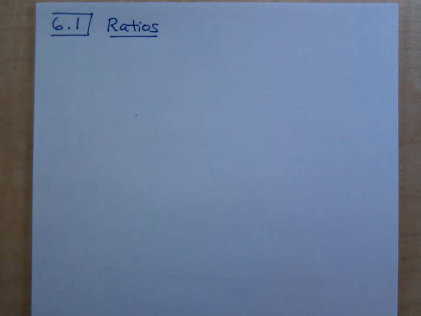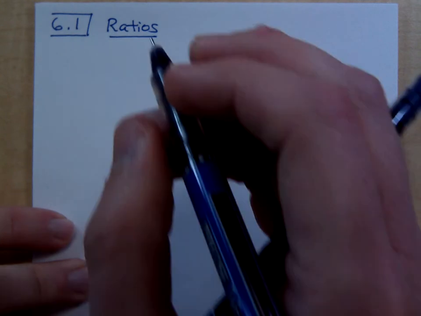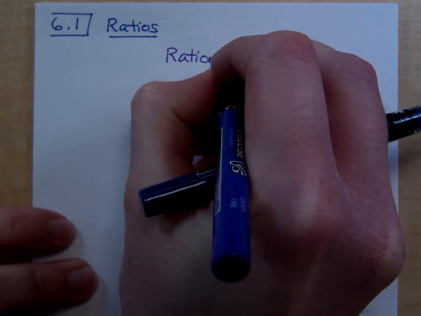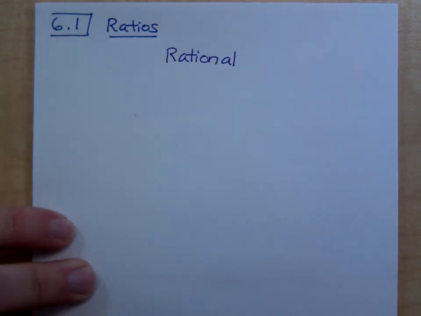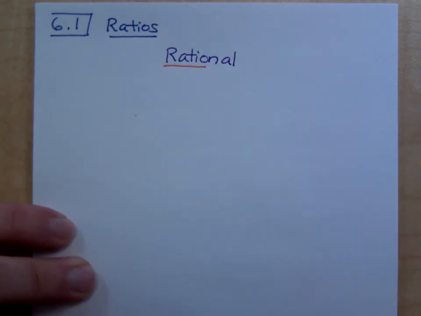Let's start a new chapter today. We're talking about ratios. Anytime you see the word ratio, we're talking about a fraction. And sometimes you can even see it in other words. For example, when we talk about things that are rational in mathematics, notice that in the word rational, you see the word ratio. That means we're talking about fractions there.